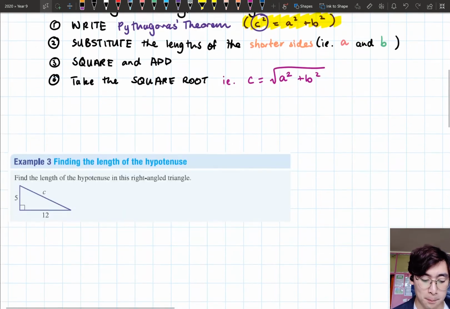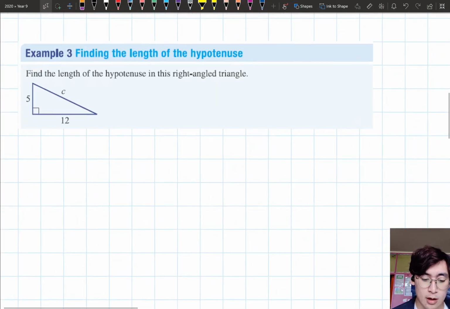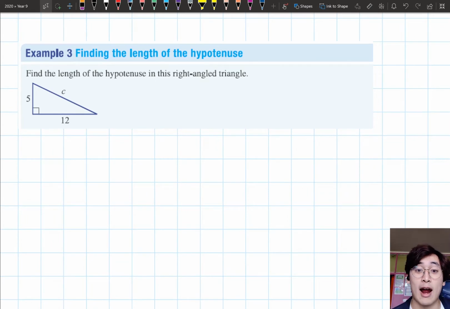I'm going to go through the example. Find the length of a hypotenuse in this right angle triangle. So we have a right angle triangle here, and we've got 5, 12, and C. Now, just to check, we want to make sure that we're missing the hypotenuse for this example.